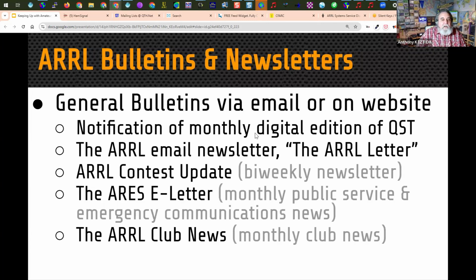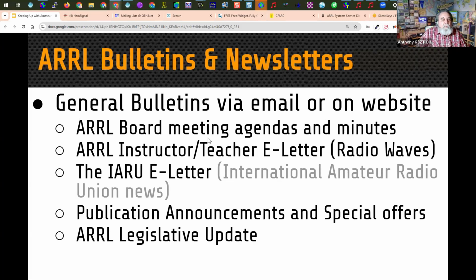The general bulletins can be found on the website. They include notification of the monthly digital edition of QST, so you know when it came out. They have the ARRL email newsletter called the ARRL Letter. They have the ARRL Contest Update, the ARES E-Letter for emergency communications, the ARRL Club News, and I think they've recently added another one for NTS. I'm not sure. There's also one that tells you when board meetings and agendas come up, although they only give you the minimum amount of information.